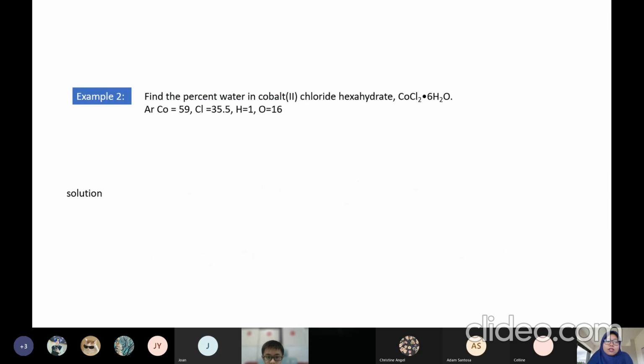Okay, go next for percent composition of a molecule. Percent of water in cobalt(II) chloride hexahydrate, CoCl2·6H2O. How to find the percent of H2O?